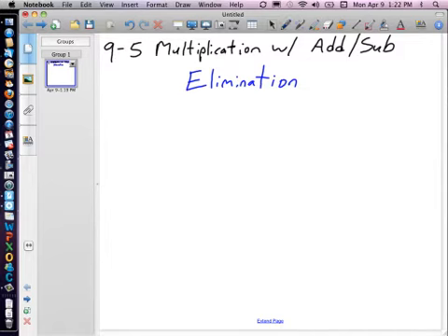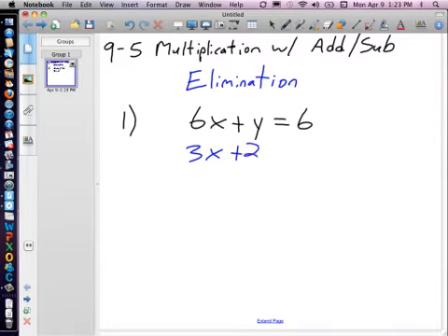Our first example, we'll have two equations, so 6x plus y equals 6. And let's do another equation. This time I am going to put them in different colors because we're going to have to manipulate some of them individually. So we have 3x plus 2y equals 9. So 6x plus y equals 6 and 3x plus 2y equals 9. We'll call these equation 1 and equation 2.